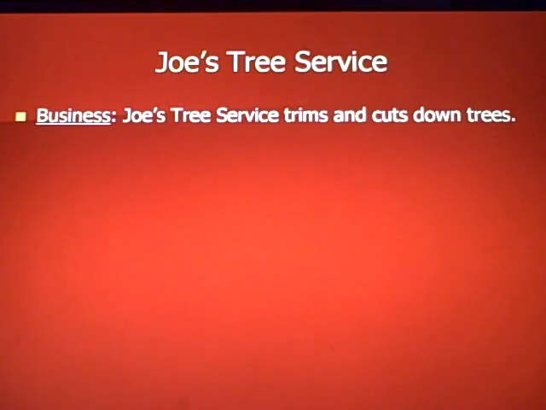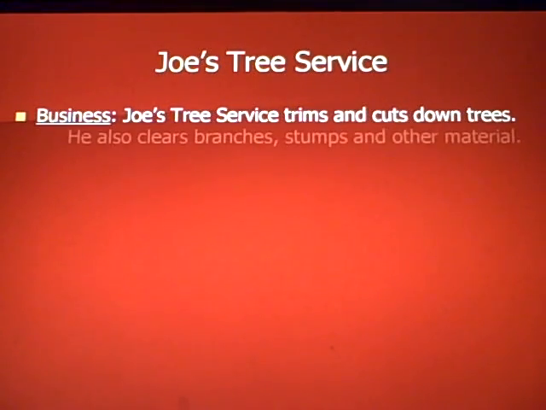I want to talk about job costing and use an actual example, an old client of mine, Joe's Tree Service, a fictitious name, but it describes his business. Here's what Joe does. Joe's Tree Service trims and cuts down trees. He also clears branches, stumps, and other material. You've probably seen tree service companies around your neighborhood.